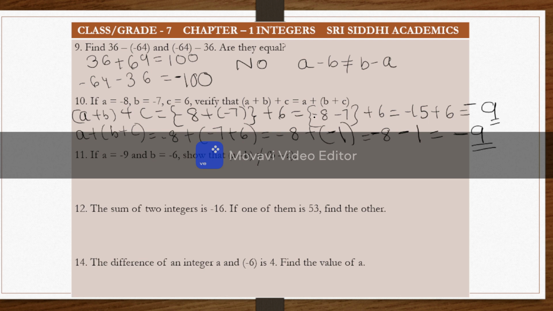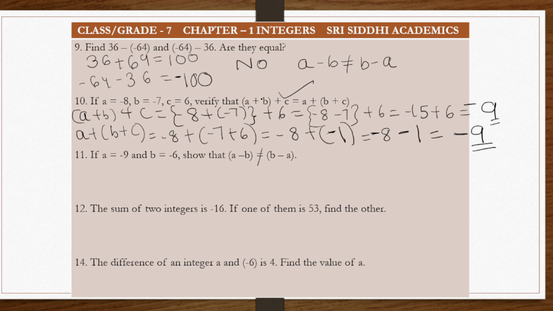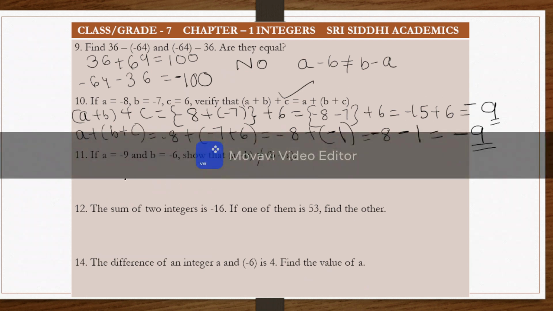So if you see, A plus B plus C within bracket holds good. Both the answers for left hand side and right hand side are equal. Now let's move to question number 11.